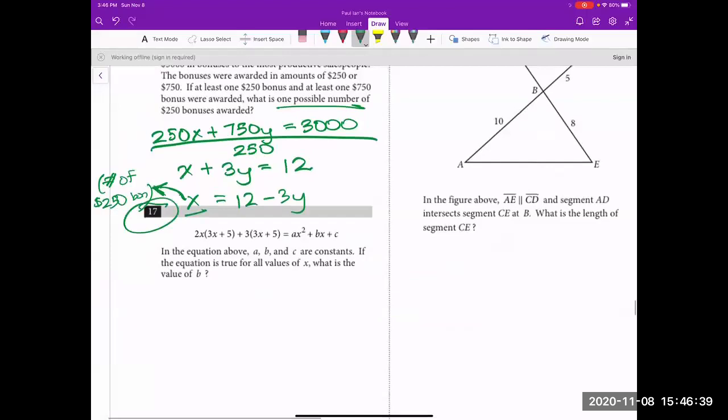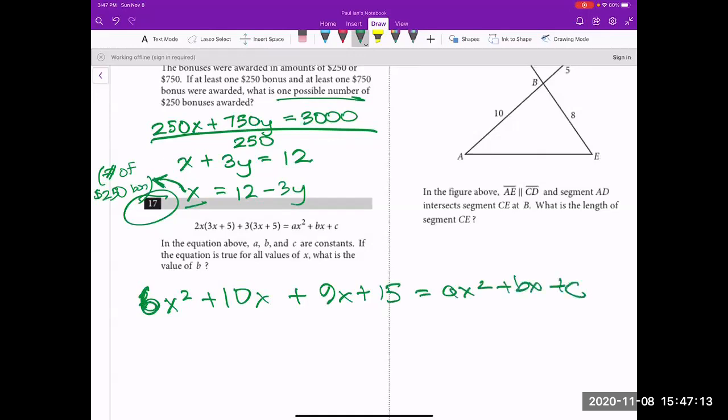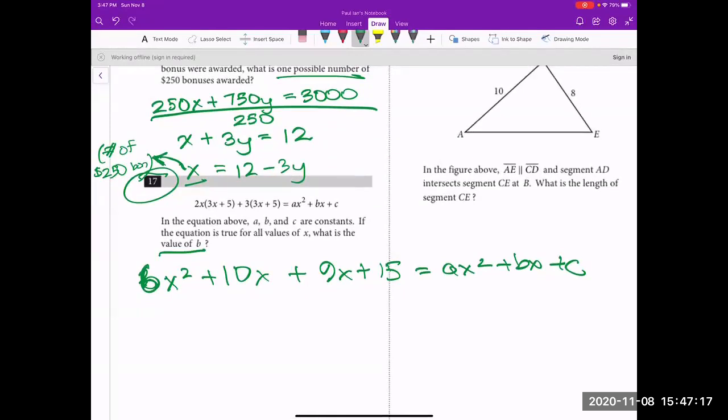So, 17. Okay. This one, I think, is kind of similar to the ones we did before. Yep, so with this one, you're just matching them. Whatever the polynomial coefficient is, you just match it. So, B here is 19.